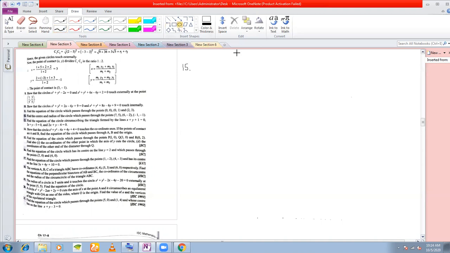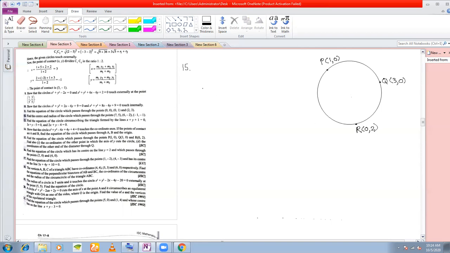Okay, so you have a circle like this which passes through 3 points. Let us say P(1,0) is 1 point, Q(3,0) is another point, and you have R(0,2) as the third point. It passes through 3 points. Okay, you need to find the equation of this circle.